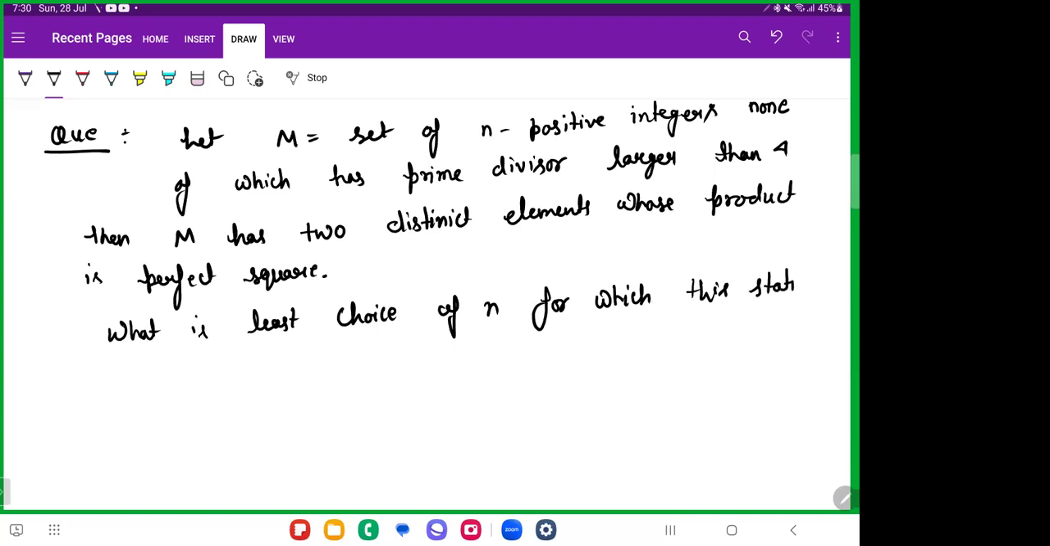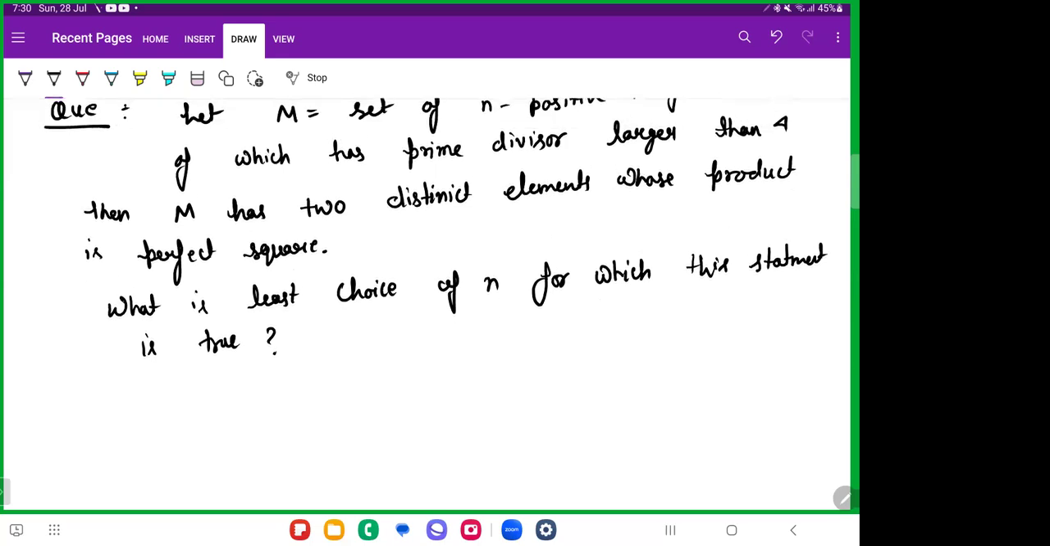Okay. Is the question clear to everyone? This is saying that M is a set of n positive integers, none of which has a prime divisor larger than 4. So the possibilities for prime divisors are either 2 or 3, right? Then M has two distinct elements whose product is a perfect square. So what is the least cardinality of such a set? I am asking this question. Anyone, any idea how to proceed?